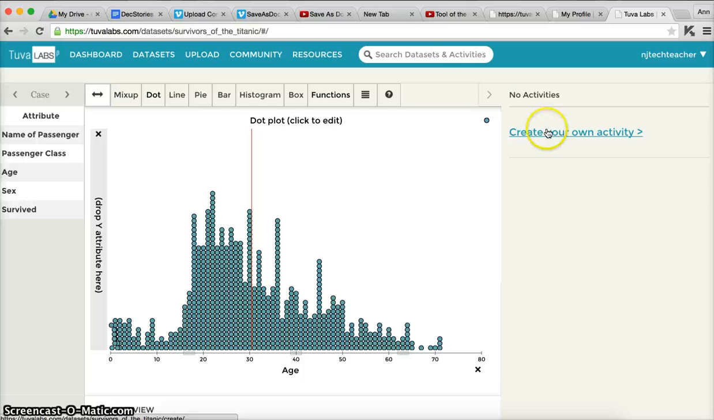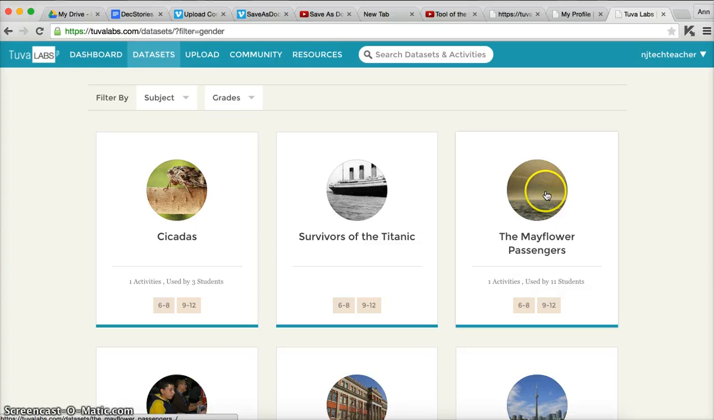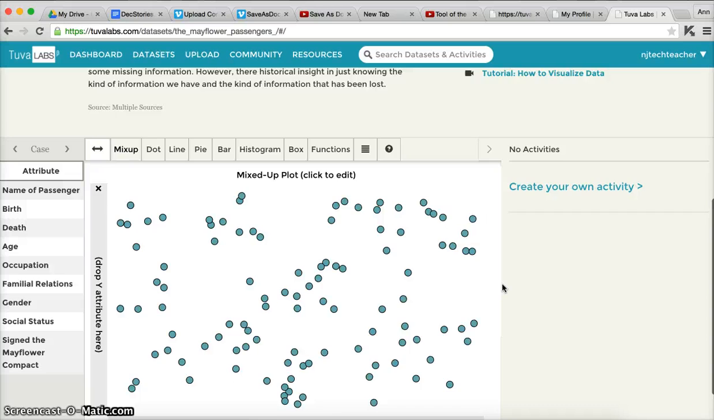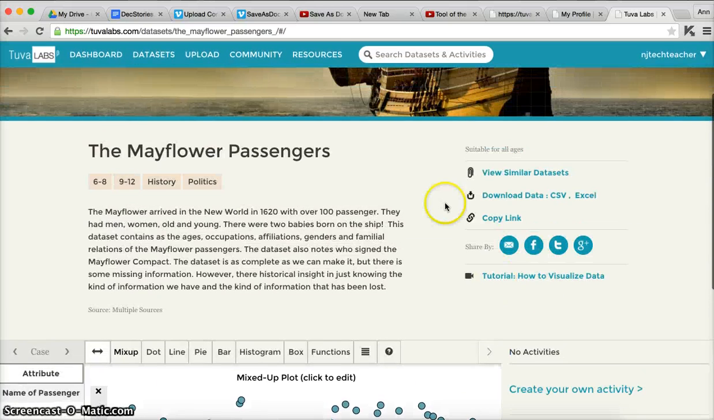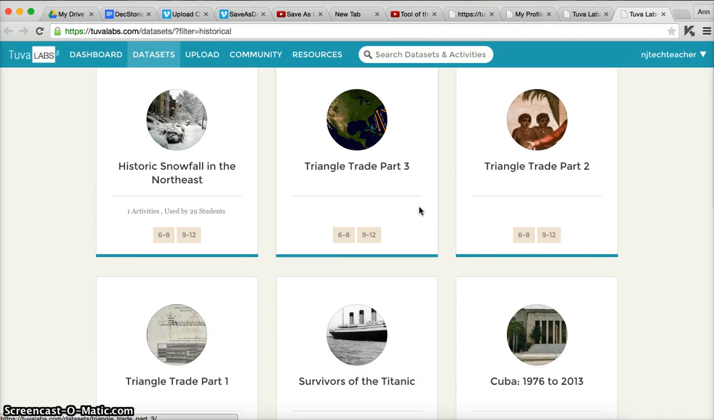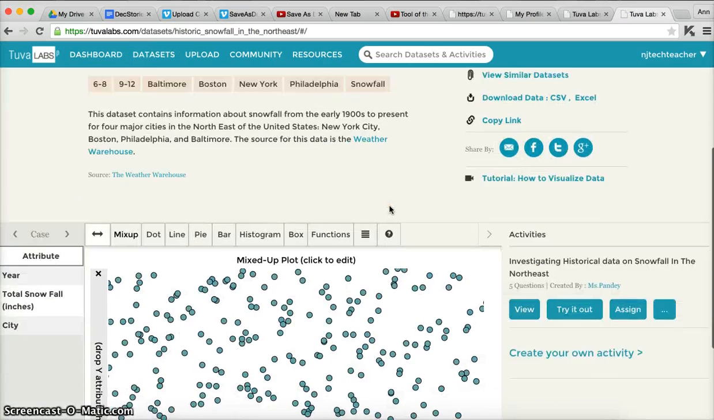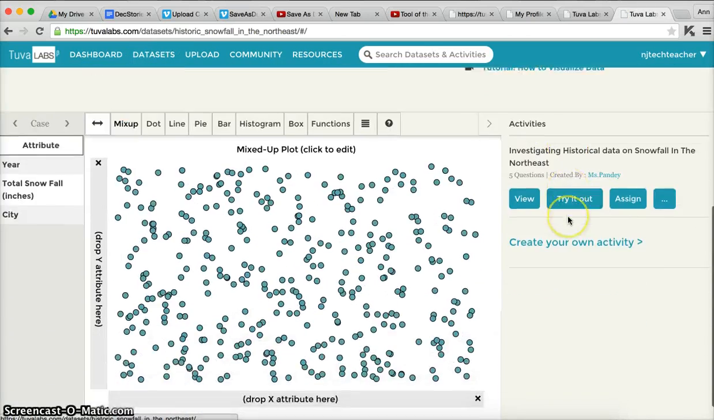You can create your own activity once you're signed in, or maybe you'd like to see if you can find a data set where there are some activities. So here we have the Mayflower passengers with one activity. Oh, that says no activities. Let's view some similar data sets. Historic snowfall in the Northeast. Investigating historical snowfall, so you can view those 5 questions or try it out.